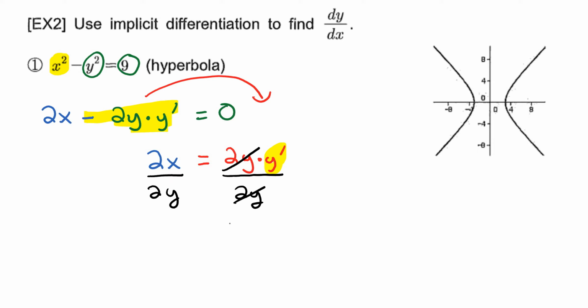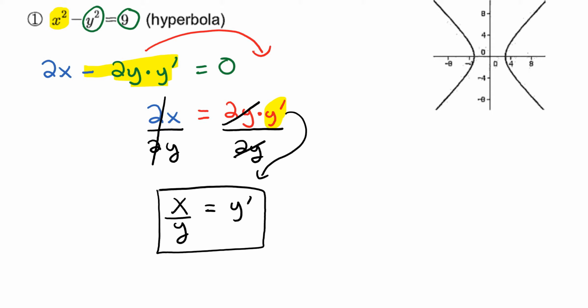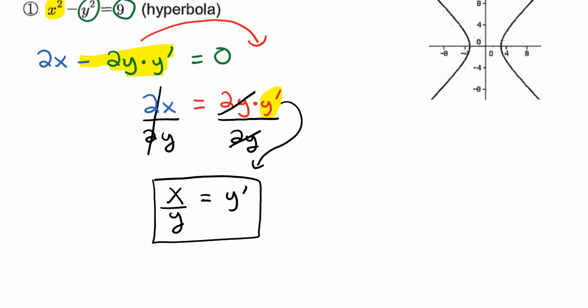This 2y and that 2y, that cancels. And then on the right hand side, I just have the y prime now. So that just survives. And then the 2's will cancel over here. And now I have x over y. So y prime equals x over y. That's the final derivative. Okay, let's move on.